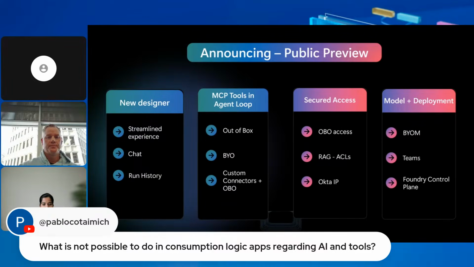The new designer also is not yet there in consumption. We are working on it. So feature-wise, we intend to keep the parity. But naturally, what consumption doesn't support are the built-in connectors, VNet, and running things at scale. So for those, it's going to be the same for AI as well.